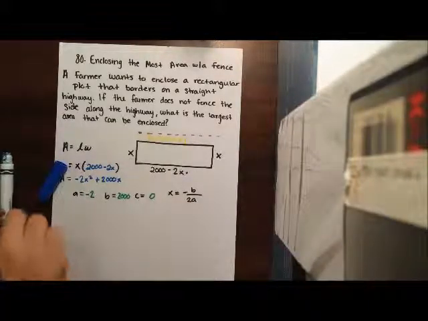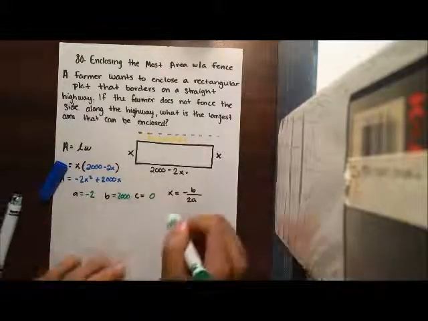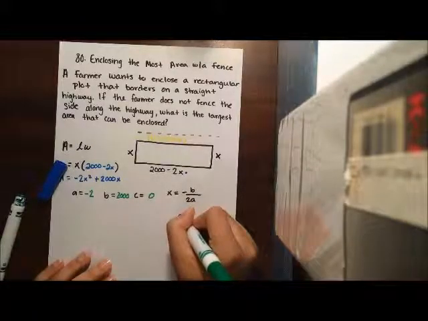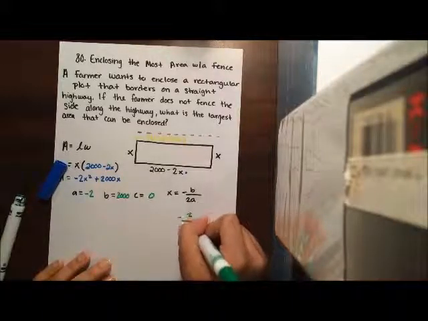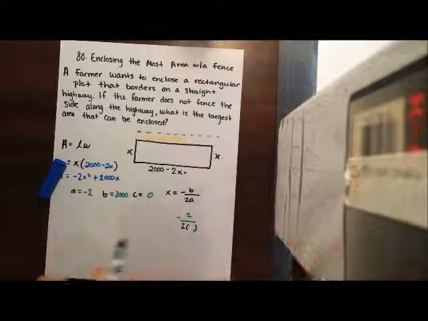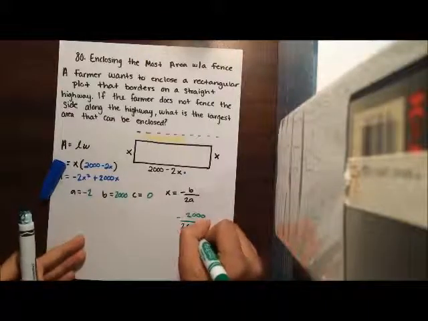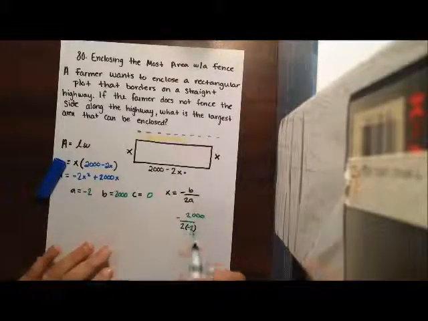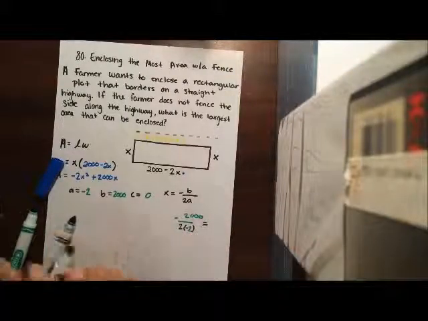So the first one is negative, negative 2,000, my apologies, over 2 times negative 2. 2,000 divided by 4, because 2 times 2 is 4, you end up with 500.